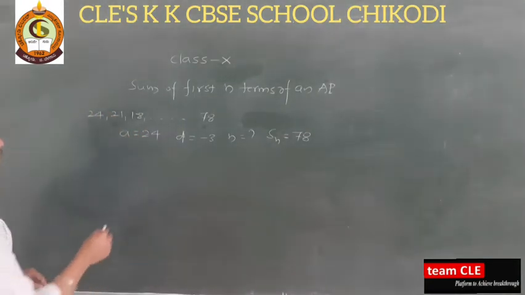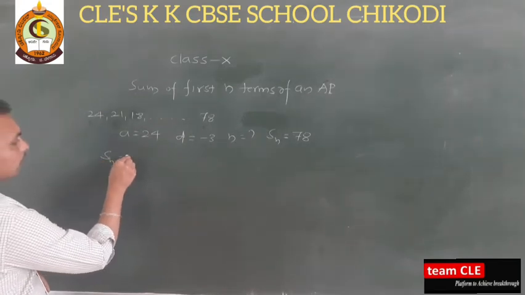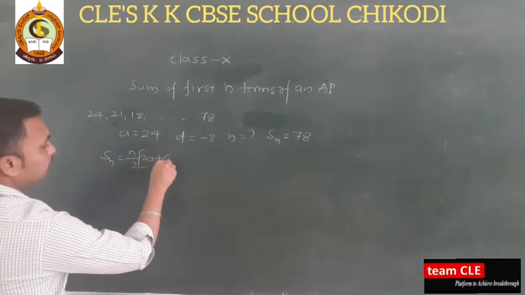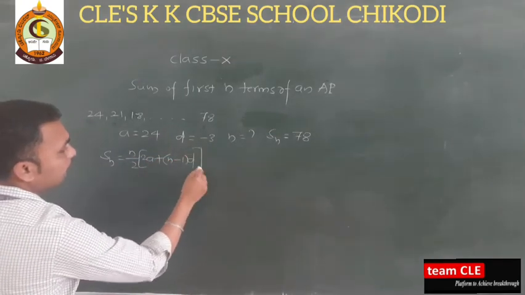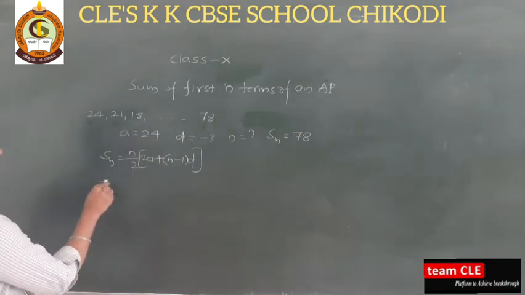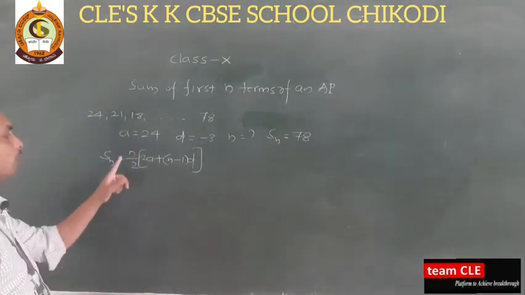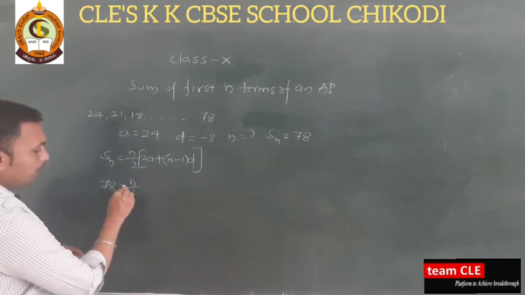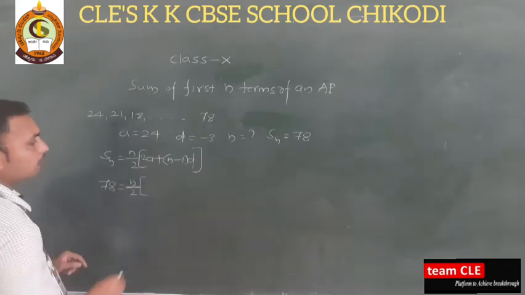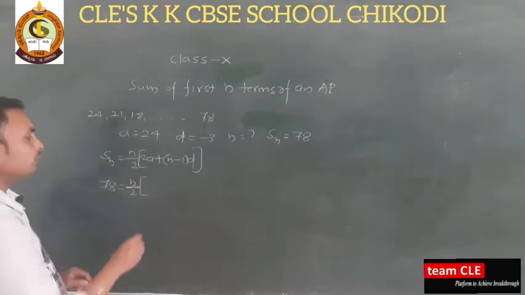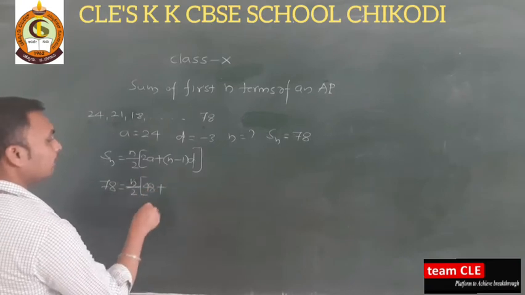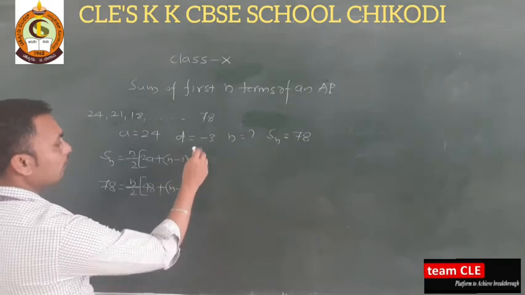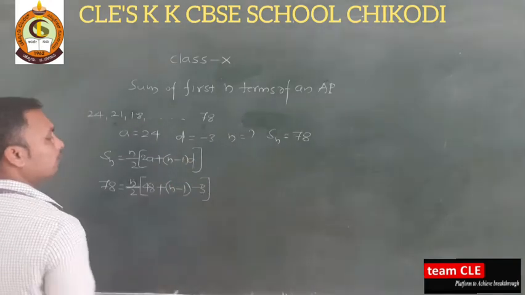Now we have the formula: Sn is equal to n by 2 into bracket of 2a plus (n minus 1) into d. Okay. Now Sn they have given 78, is equal to n, we need to find, keep as it is, n by 2 as it is, into bracket of 2 into a. So how much will we get here? This is 48, plus (n minus 1), keep as it is. D, how much do we have? Minus 3.